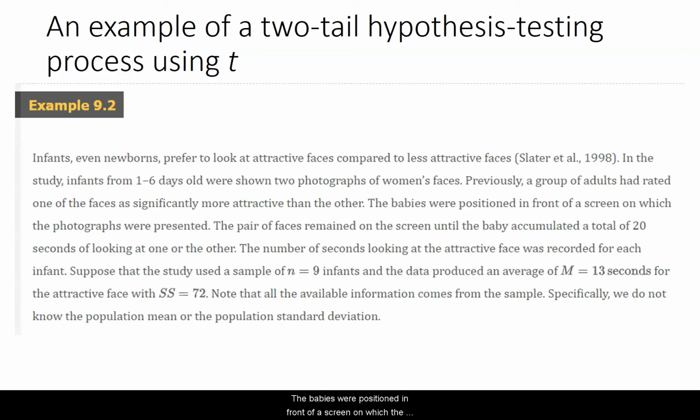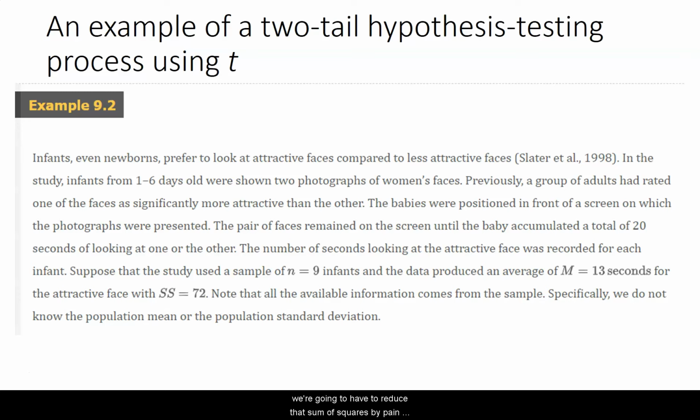The babies were positioned in front of a screen on which the photographs were presented at 1 to 6 days old. The pair of faces remained on the screen until the baby accumulated a total of 20 seconds looking at one or the other. The number of seconds looking at the attractive face was recorded for each infant. Suppose that the study used a sample of 9 infants, and of course that'll be 8 degrees of freedom, and the data produced an average of 13 seconds for the attractive face with a sum of squares equals 72.